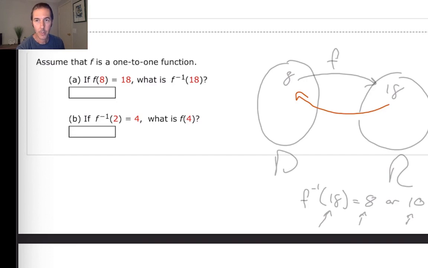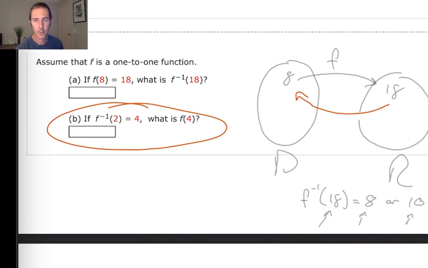That same idea applies to part B. The original function takes you from domain to range, the inverse function takes you from range to domain. So even though part B is starting out with an f inverse statement and then asking you about the original function, you can answer part B using the same rationale and the same kind of mapping diagram.